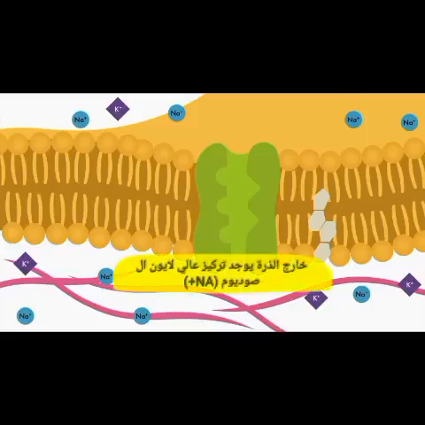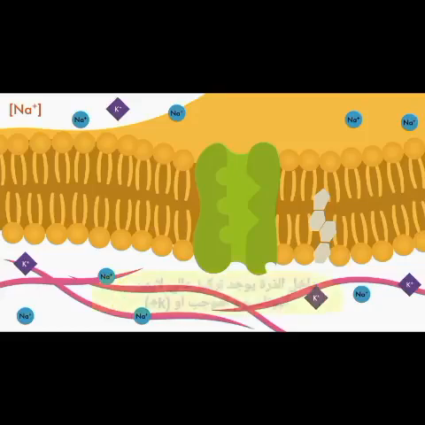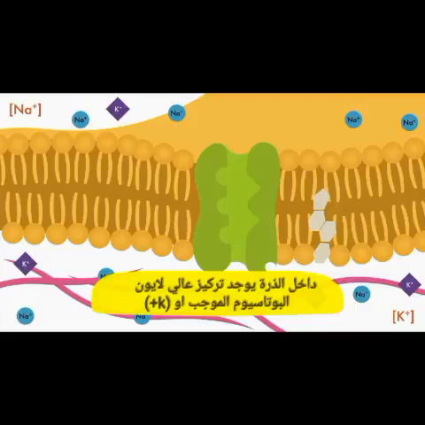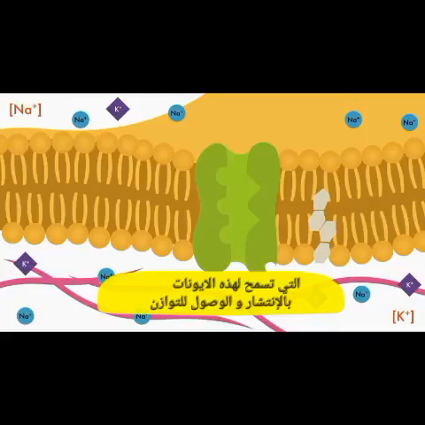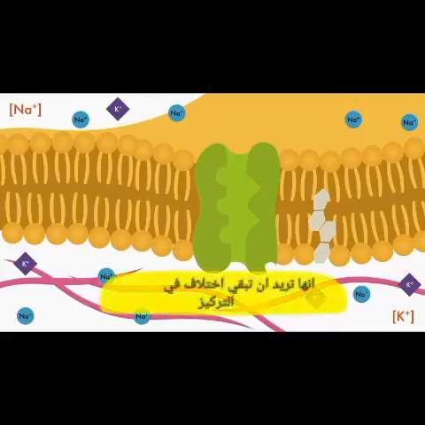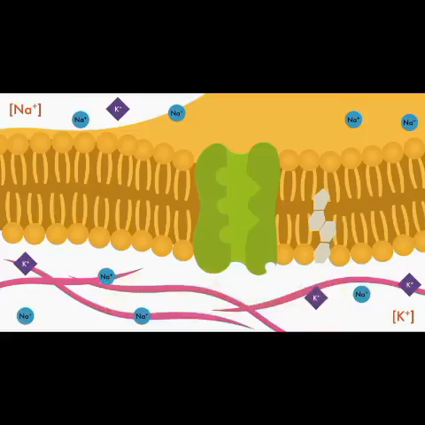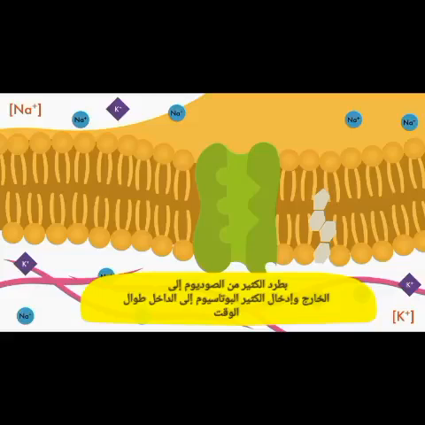Outside the cell, there's a high concentration of sodium ion, or Na+. The brackets represent the word concentration. Inside the cell, there's a high concentration of potassium ion, or K+. The cell has ion channels that will allow these ions to diffuse and reach equilibrium, but the cell doesn't actually want that. It wants to keep a difference in concentration. So the sodium-potassium pump will force more sodium out and more potassium in all the time.